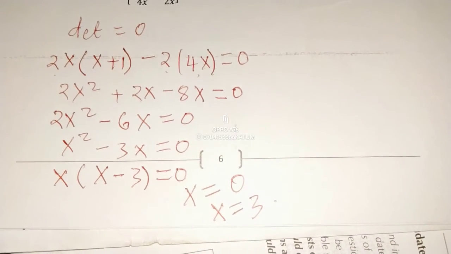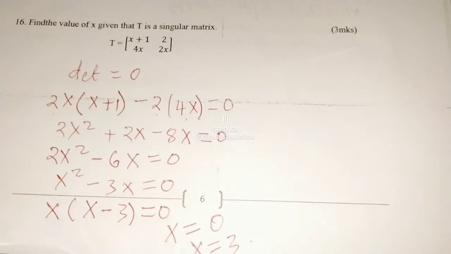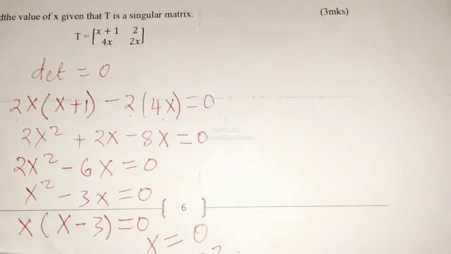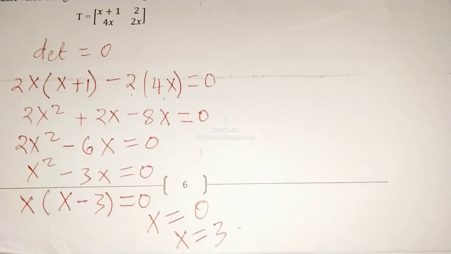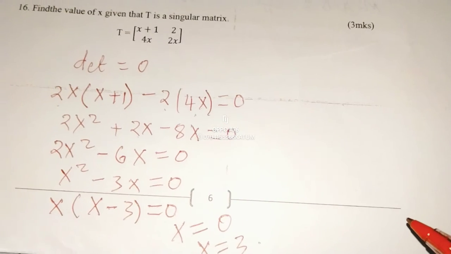So these are the two possible values of x, which means the matrix above, matrix T, can be expressed in two different ways, when x is 0 and when x equals 3.